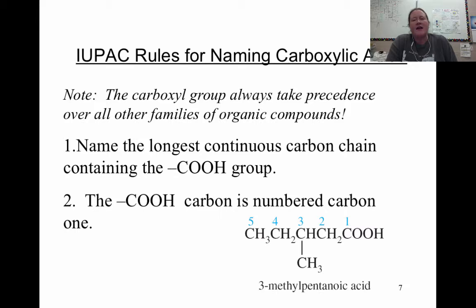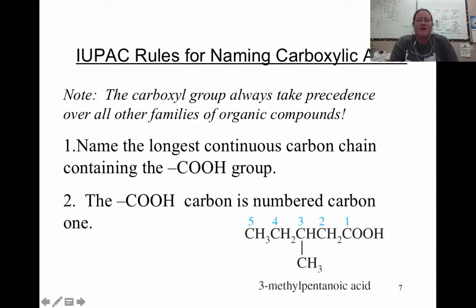So naming carboxylic acids is very similar to what we're familiar with. You have to find the longest continuous carbon chain that contains that carboxylate group. So again, that's always going to be at the end. One thing you do need to be careful of is paying attention to any branches that may cause the longest continuous chain to bend and twist. That is a common way to make mistakes when naming any organic compound. The number one carbon is always the carbon attached to the carbonyl, so I like to call it the carboxyl carbon, and that's always number one.